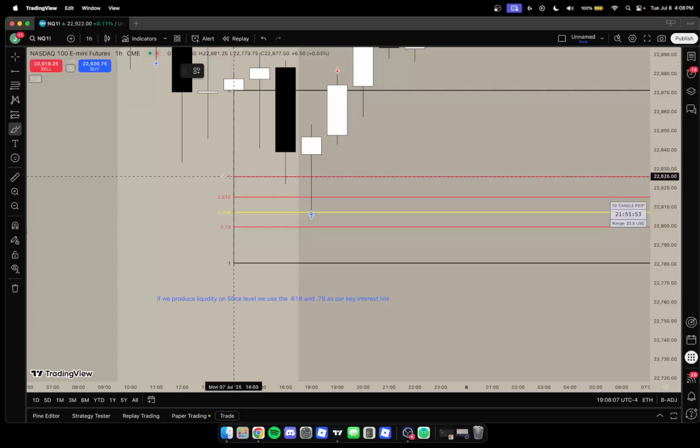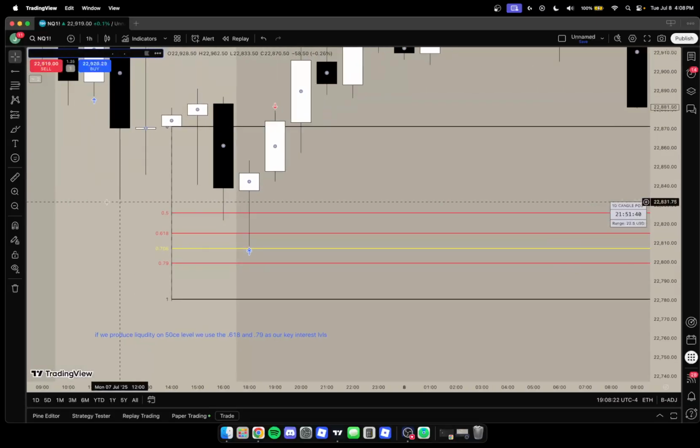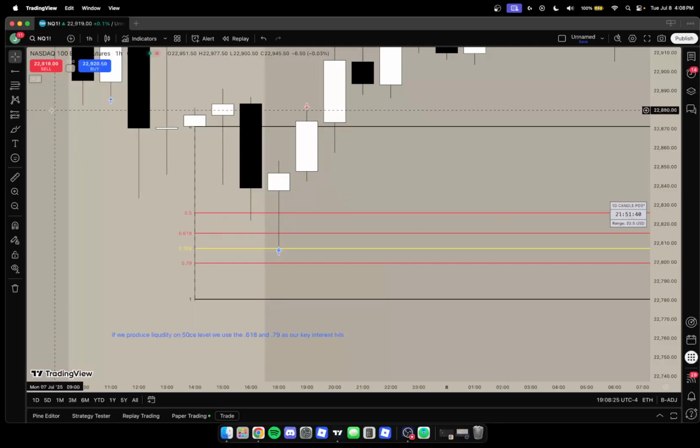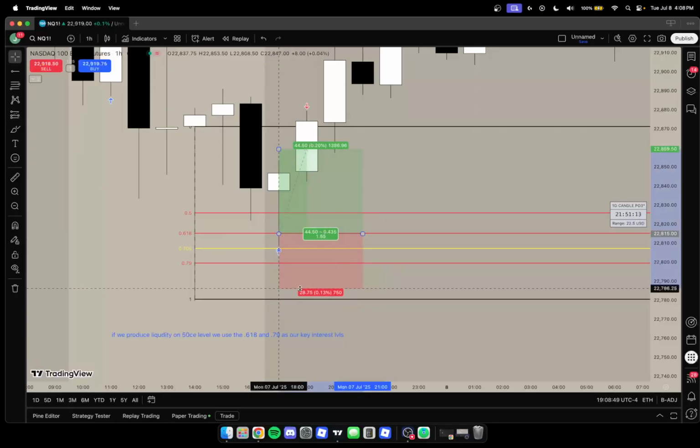But if we form liquidity on the 50 CE and we don't tap into OTE, then we use the 0.618 and the 0.79, okay? Exactly. We come down, form liquidity on the 50 CE, and we reject off it. Now we retrace into one of these key levels, 0.79 or 0.618. You can still use this, but these are better price levels to use. So boom, you would enter off there.